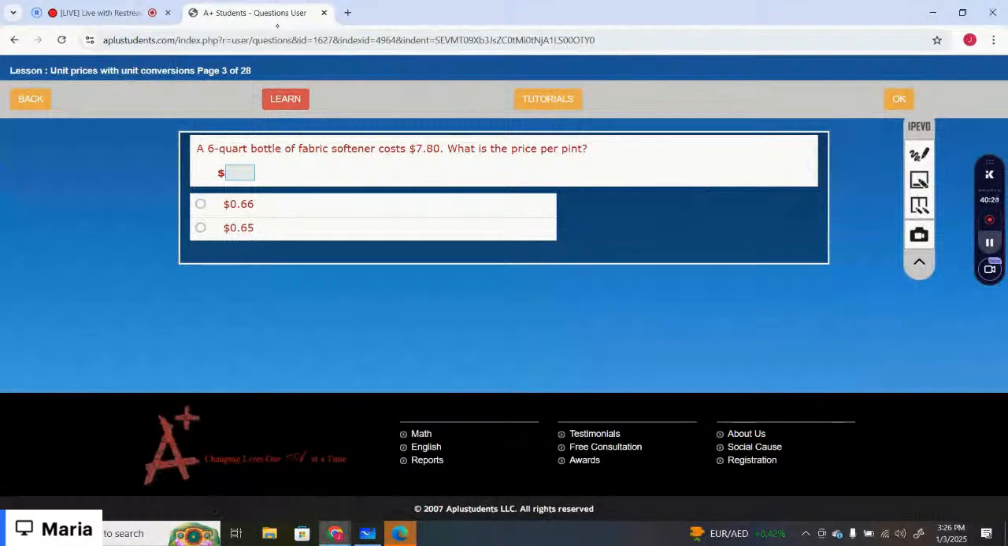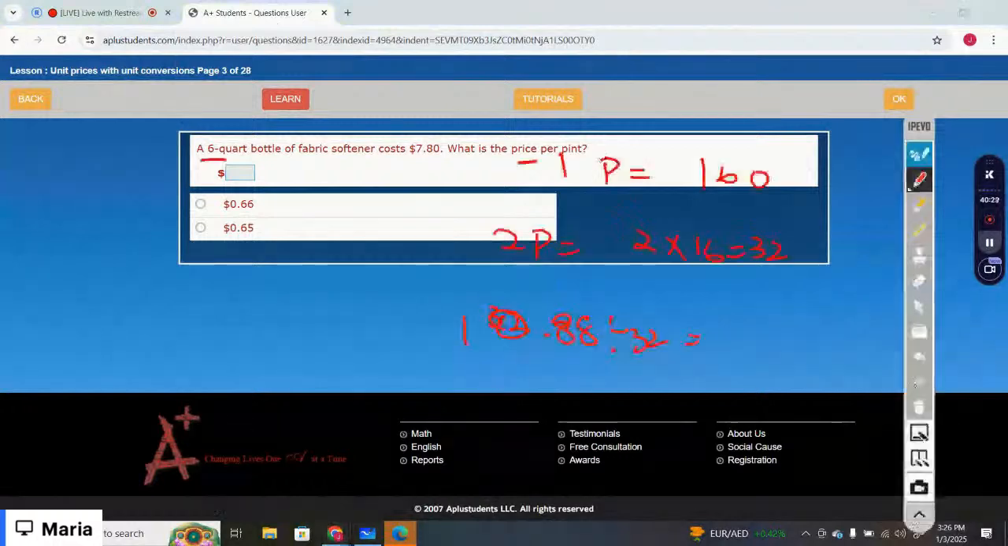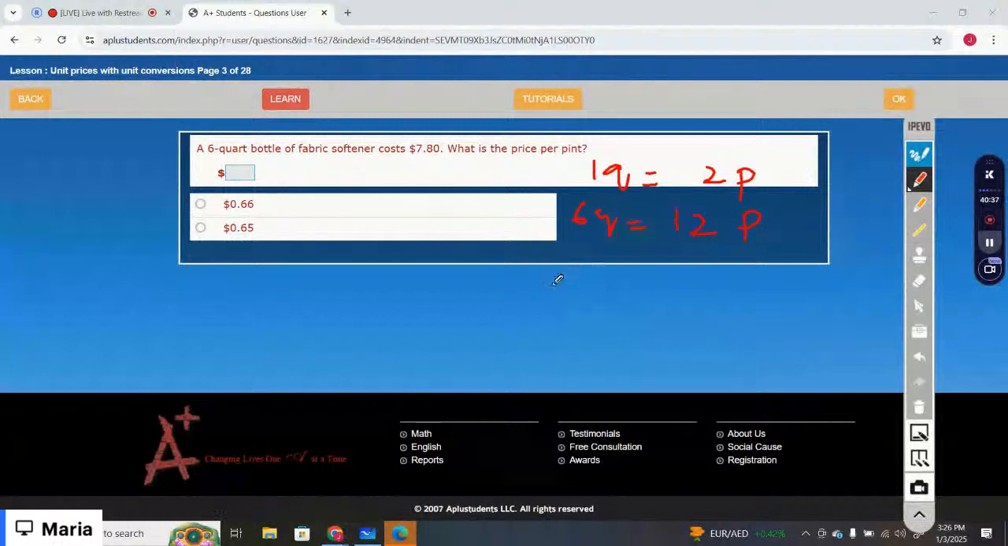1 quart equals 2 pints. So you have 6 quarts. So 6 times 2 is 12 pints. You need to calculate, so that is 7.80 divided by 12.